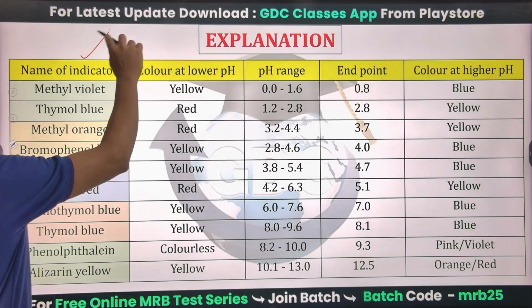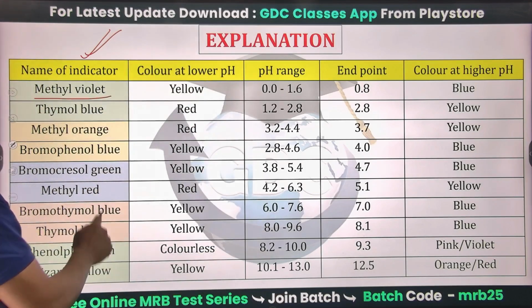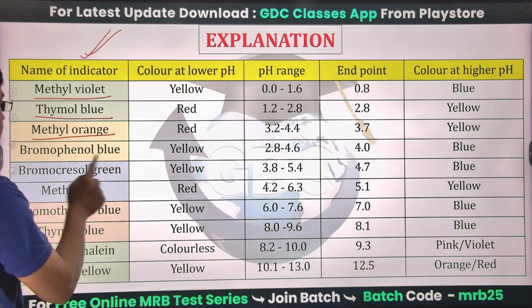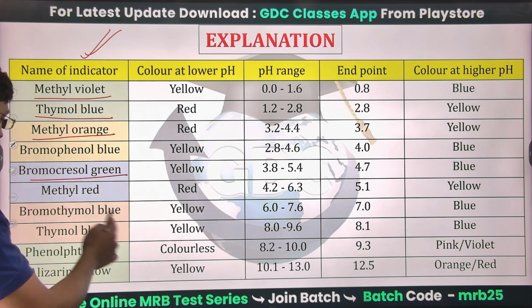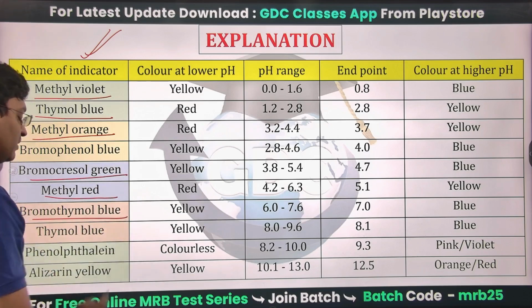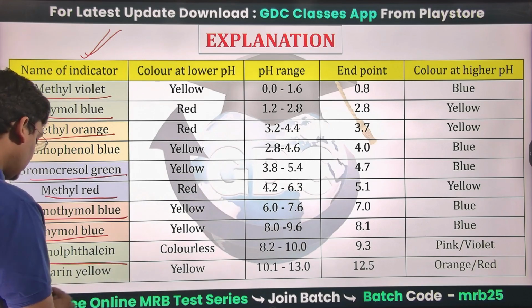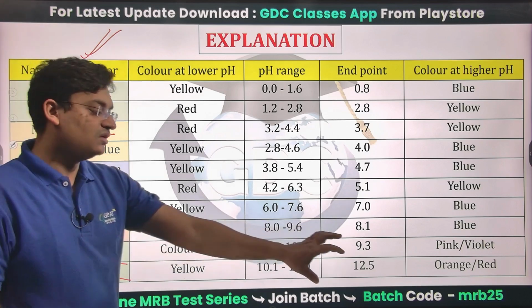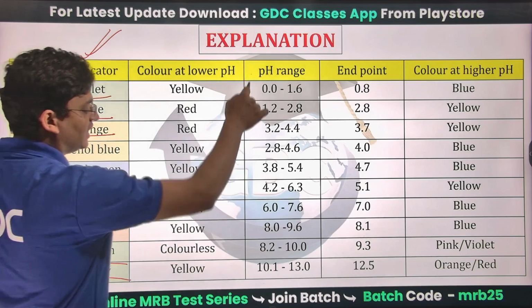Here we have different indicators with their pH ranges. Methyl violet, thymol blue, methyl orange, and bromophenol are all acidic-range indicators, up to methyl red. Bromothymol blue is the neutral case, and then thymol blue, phenolphthalein, and alizarin are cases for the basic conditions, with their pH ranges.